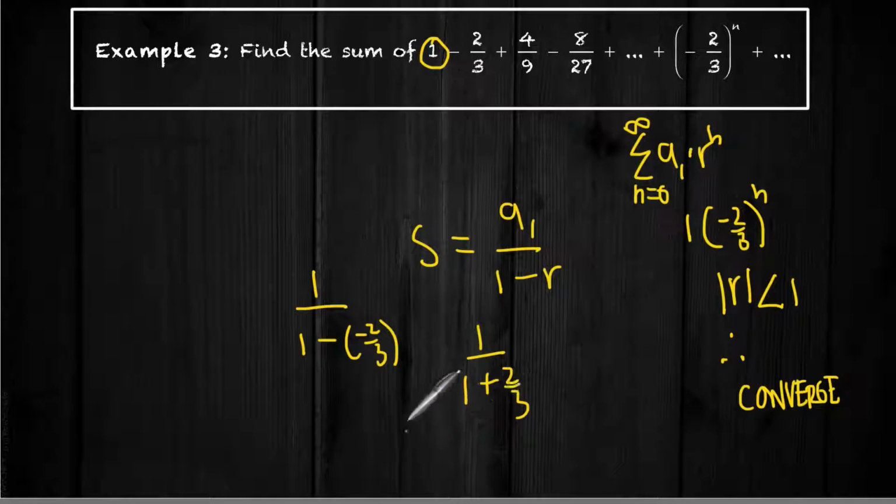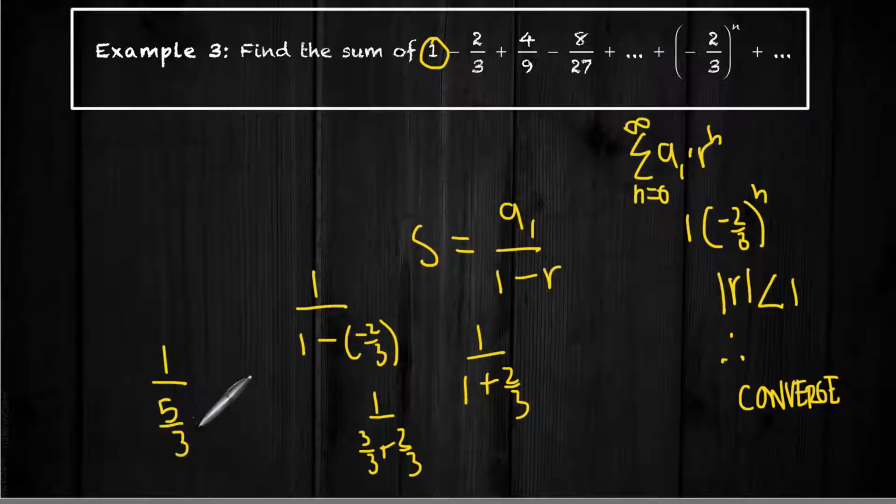1 can be written as 3 over 3 plus 2 over 3. So we end up with 1 over 5/3, and we flip that and we end up getting 3/5 as our sum.